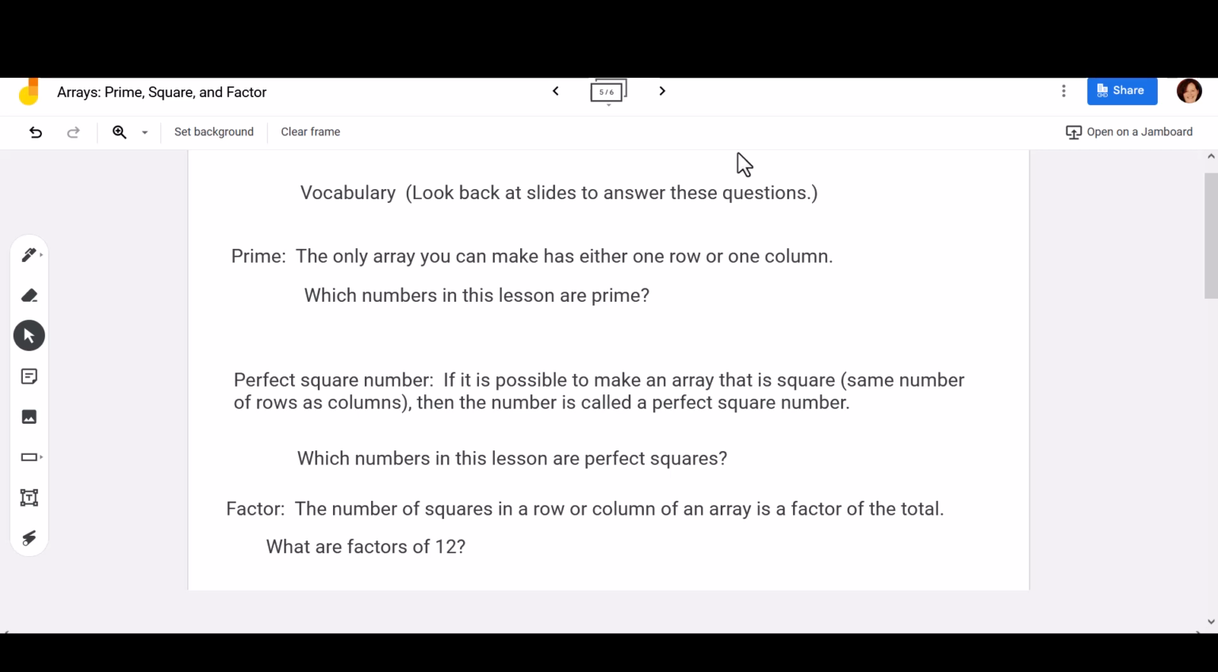And then introduce the word factor. They probably have heard the word factor. If not, you can't reinforce it enough, that the number of squares in any row or column of an array is a factor of the total numbers. And so have them go back and get the factors of 12 off their slide and write them down.